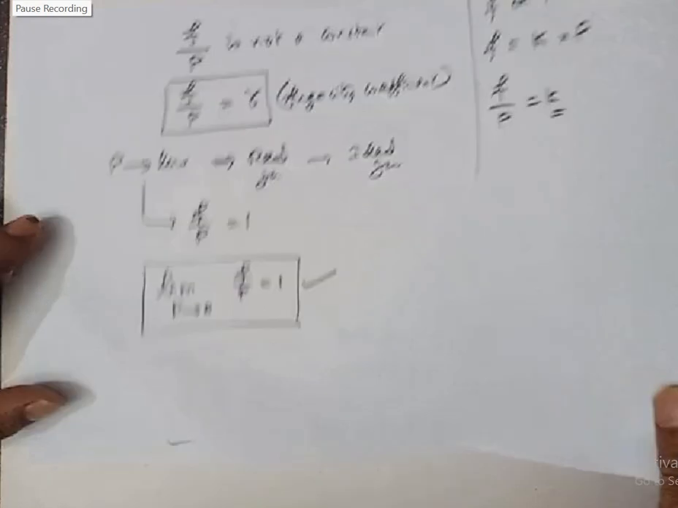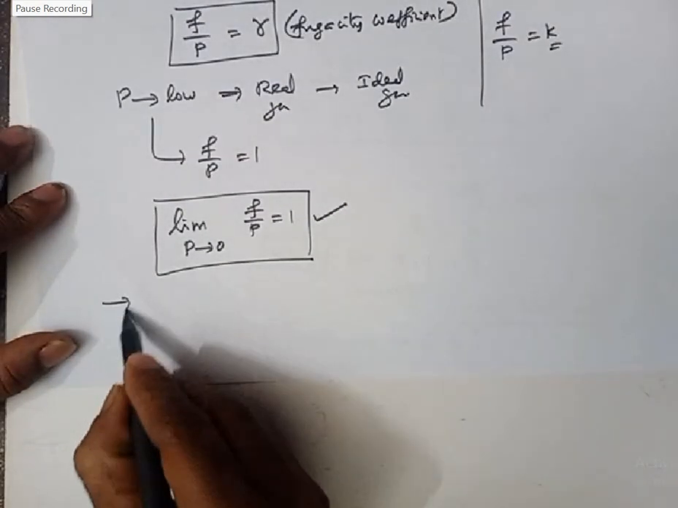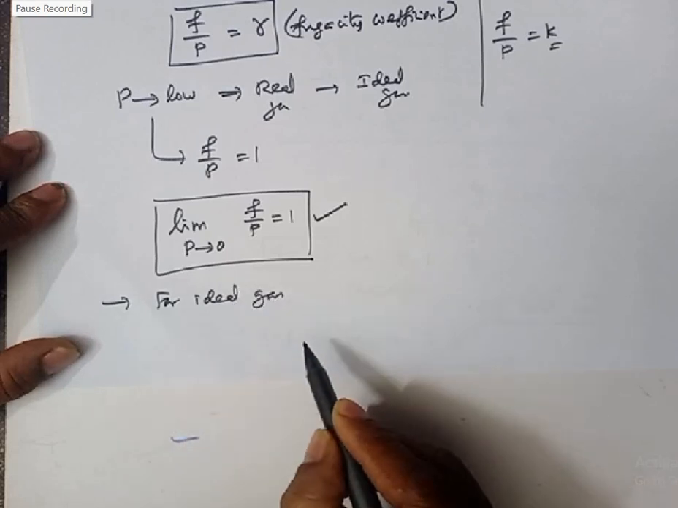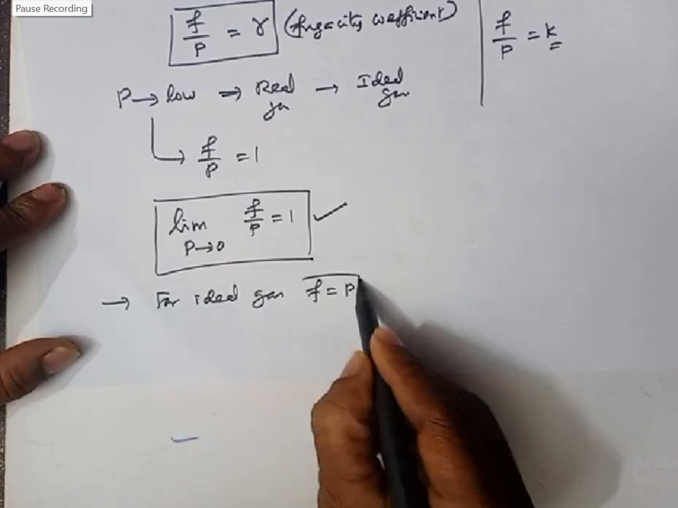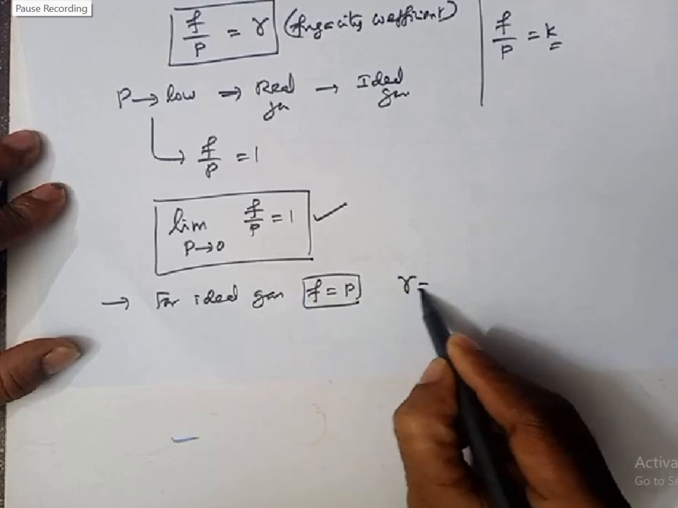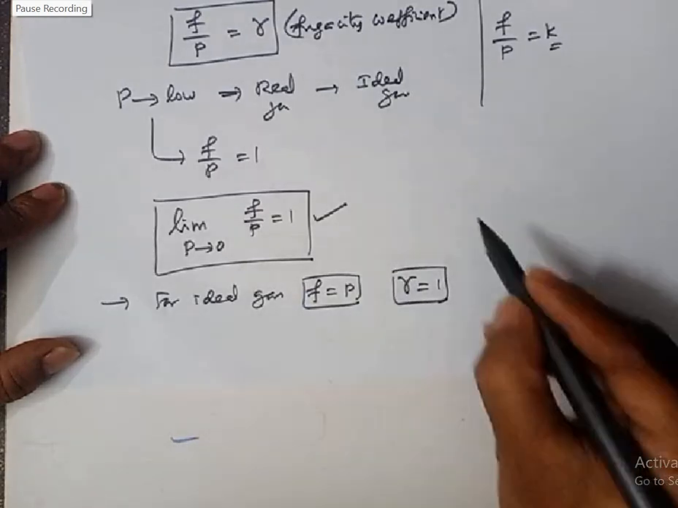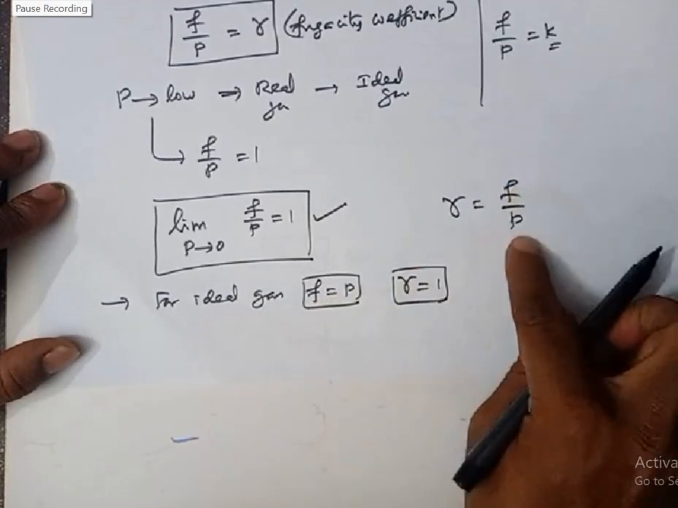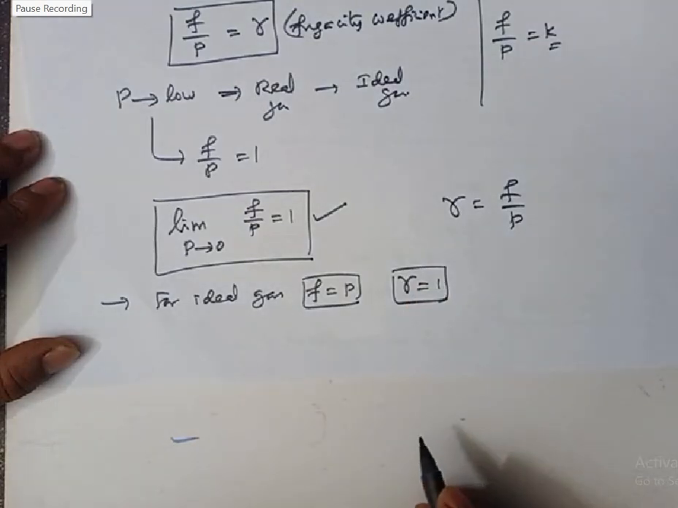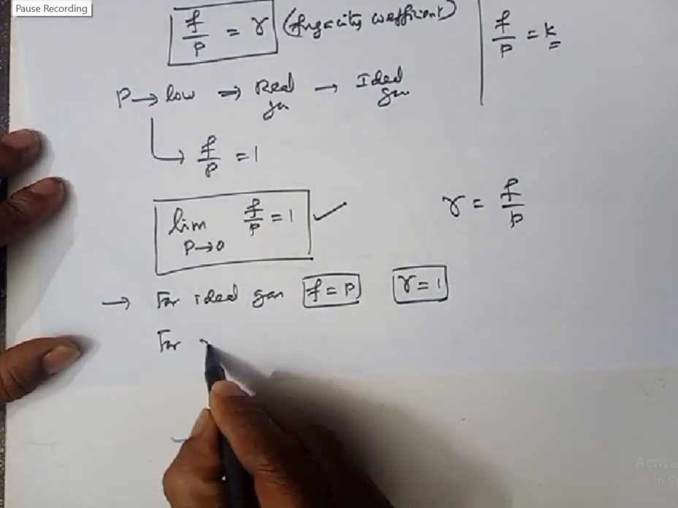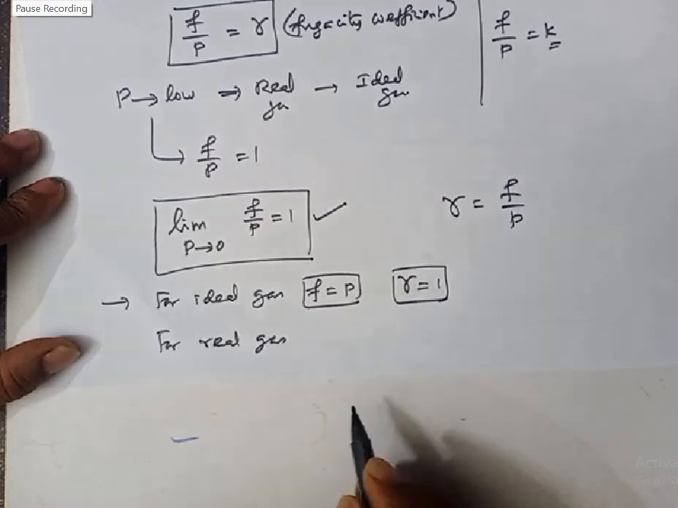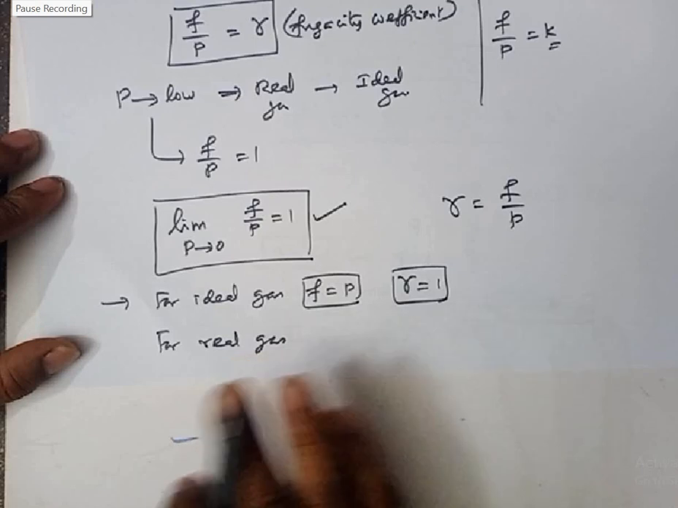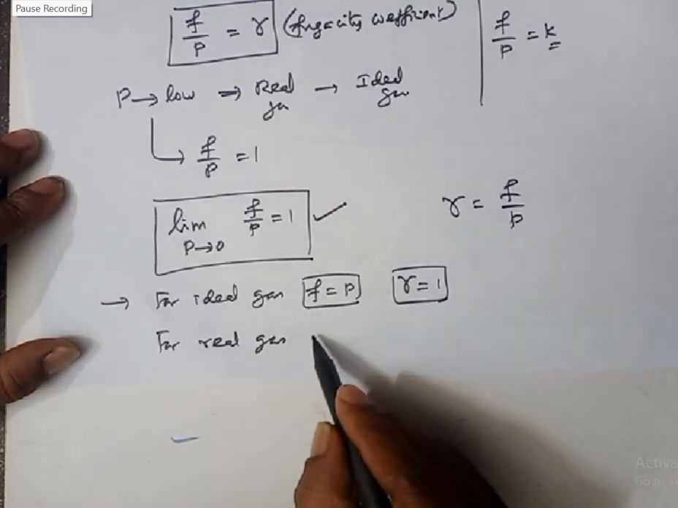Just note down. Listen. For an ideal gas, fugacity is equal to pressure and gamma is equal to 1, because gamma is nothing but F by P. For an ideal gas, F and P are equal, therefore gamma equals 1. For a real gas, F and P are not equal. F and P are not proportional. Gamma is not equal to 1.